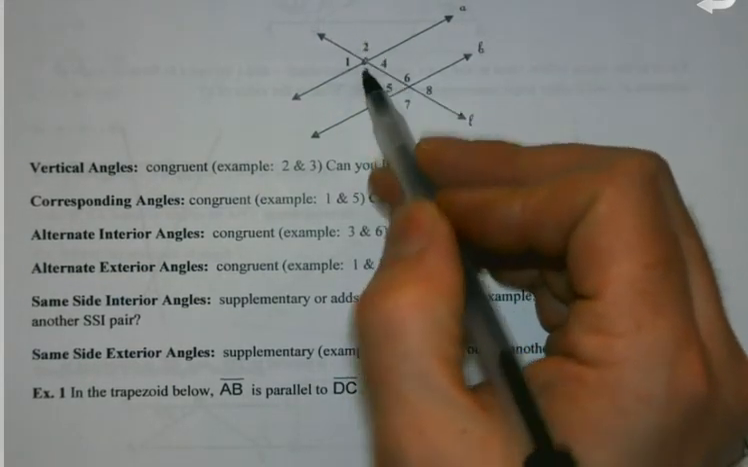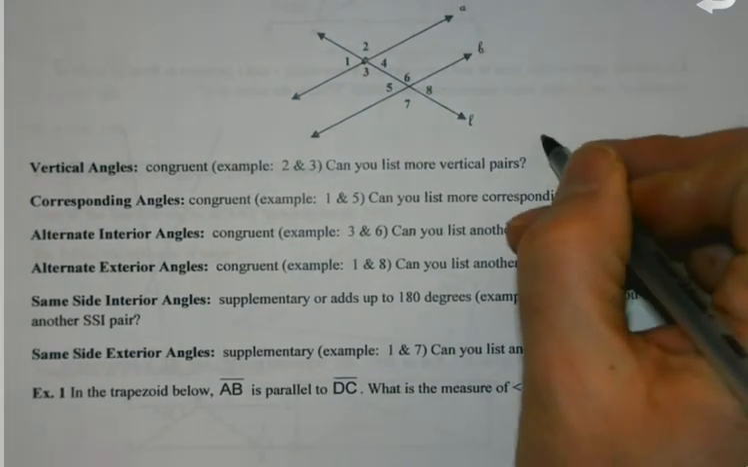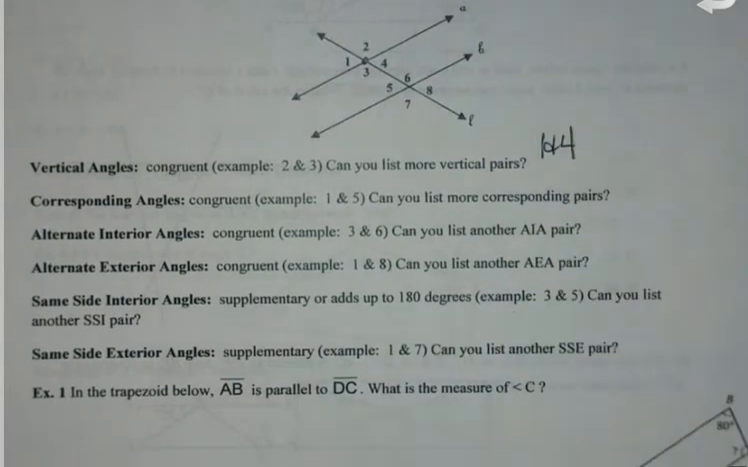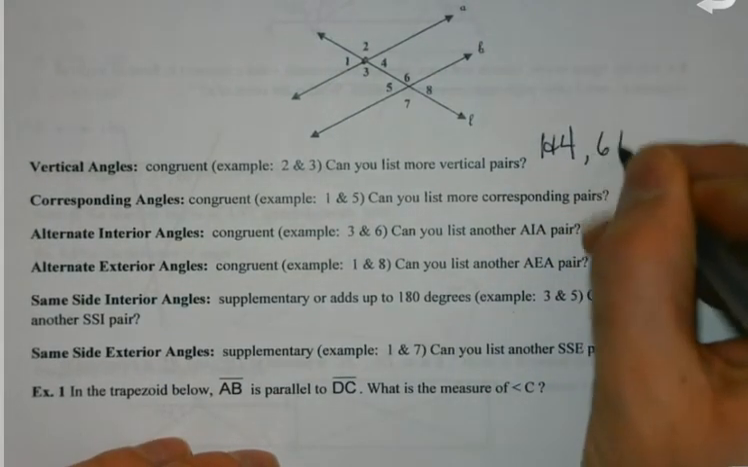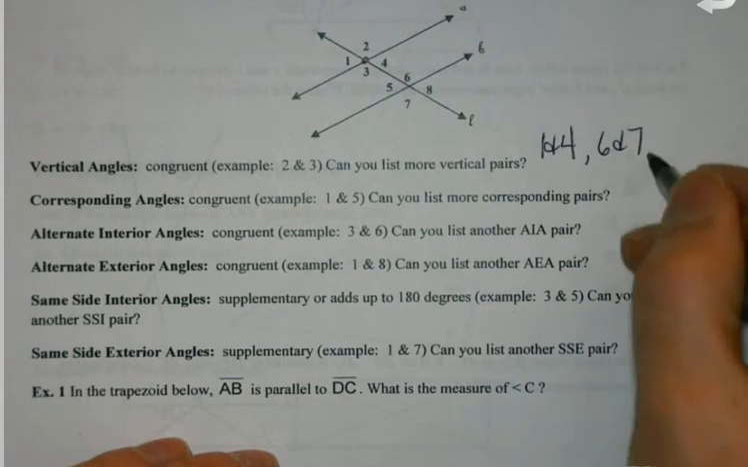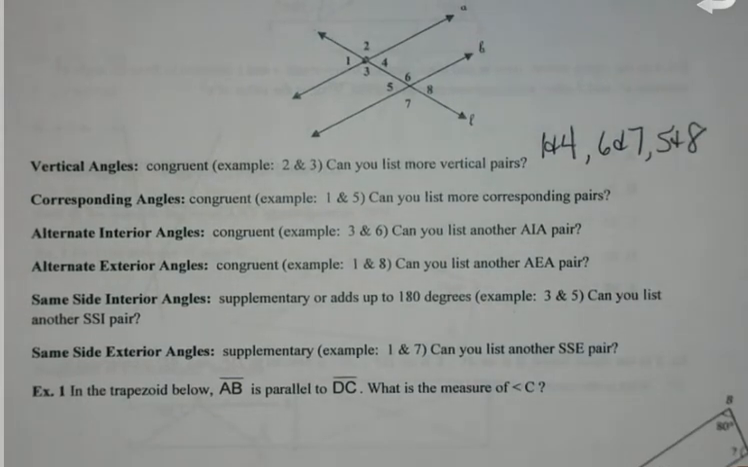So 2 and 3 share that common point, and are right across from each other. 1 and 4, I was going to say there's several other pairs. 1 and 4, where else? Yep, 6 and 7, and where's the last one? 5 and 8. And those are always going to be equal to each other. So if I knew, for instance, that angle 1 was 60 degrees, then angle 4 has to be 60. And that can help me when I'm trying to figure out missing angles.